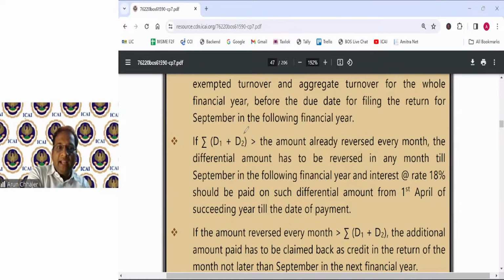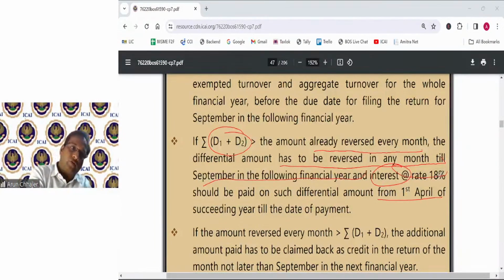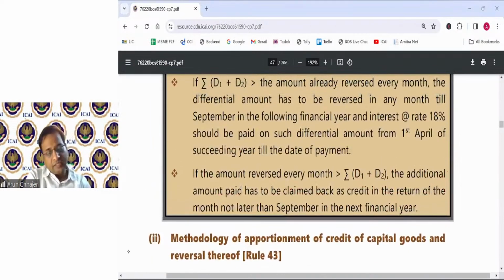If D1 and D2 is more than the amount already reversed every month, the differential amount has to be reversed in any month till September following the end of the financial year, plus interest at the rate of 18% from 1st April of the succeeding year till the date of payment. So after the end of the financial year, you have to do the reversal, and interest from April till the date of reversal will be applicable.